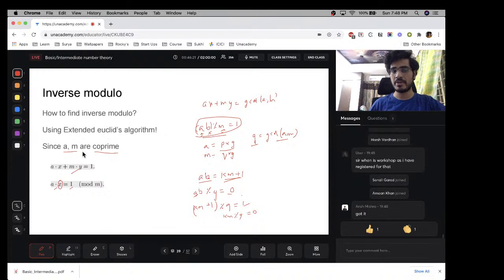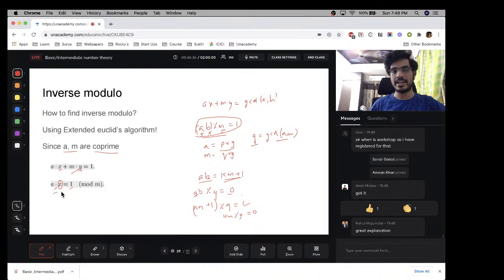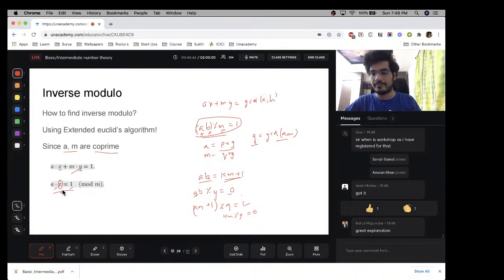So since GCD is equal to 1, A and M are co-prime. Since A and M are co-prime, we already know that we can find X and Y using Euclid's extended algorithm. So if we take modulo M on both sides, we'll get AX equal to 1 mod M. So X will be our inverse of A. Let's go to the next step.